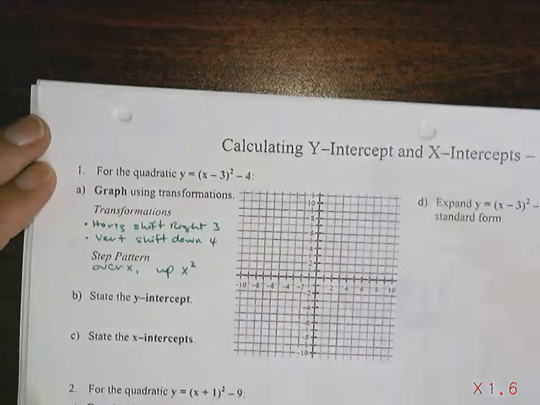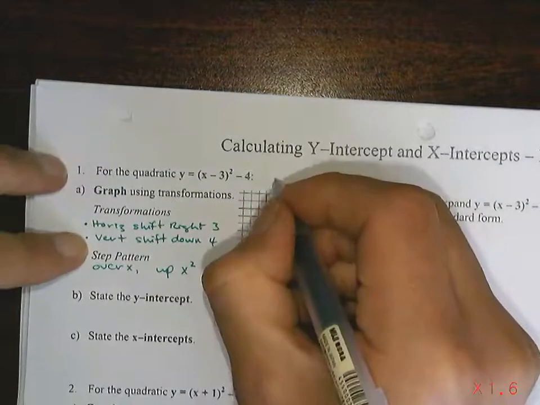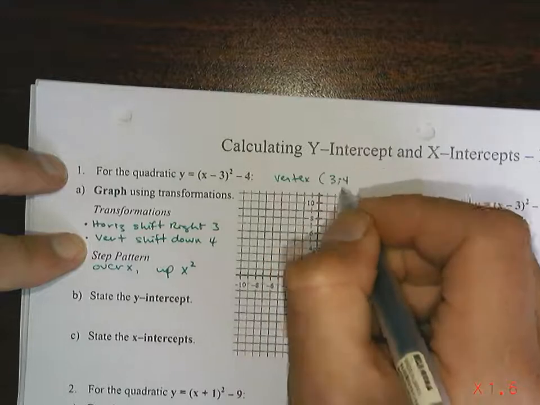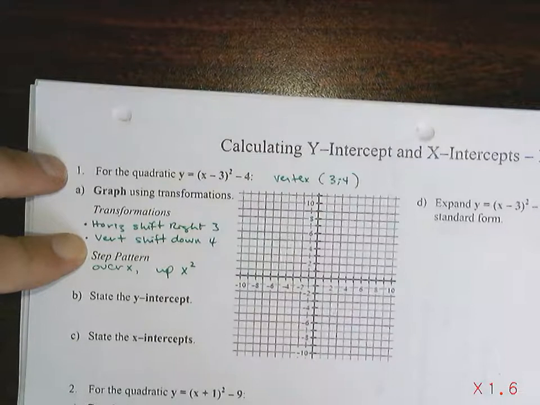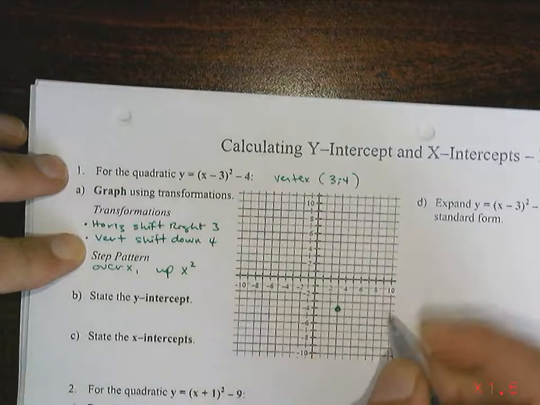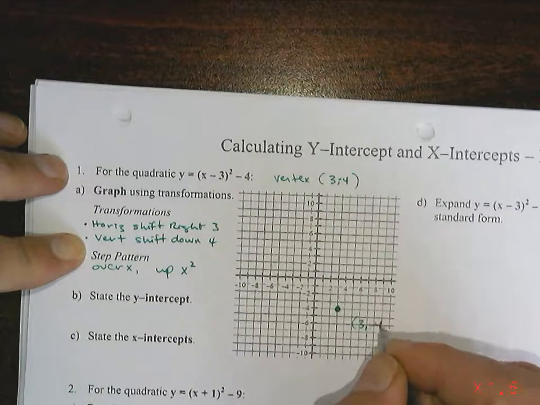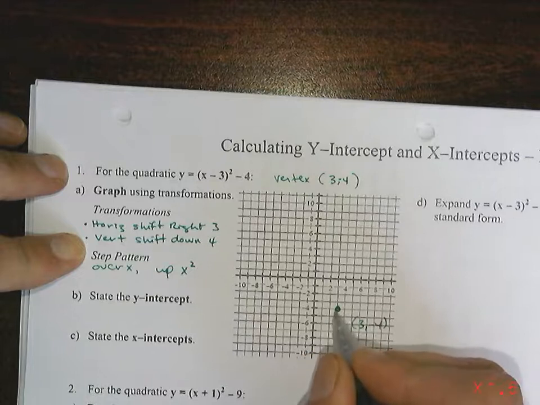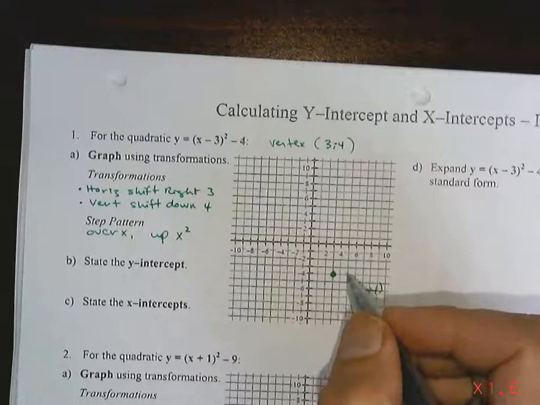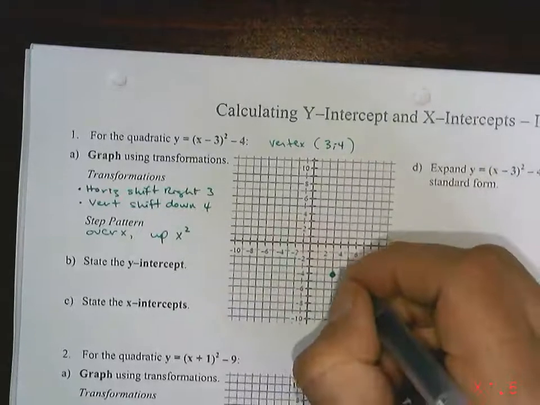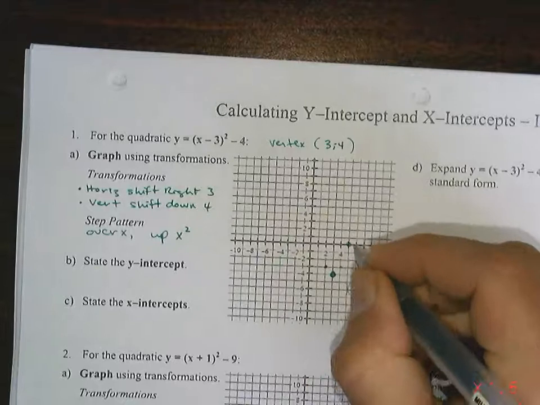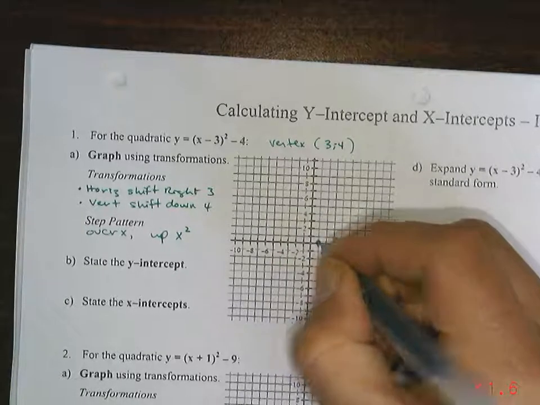Okay, so let's get a graph going over here. So my vertex is going to be 3, negative 4. So 3, negative 4 is here. Making sure I have it in the right spot. My studio audience will let me know if I've goofed up. So now we're going to move over 1 and up 1. So the 2 next points are there. We're going to move over 2 and up 4. Well, that's kind of convenient because that's going to take me right to the x-axis.